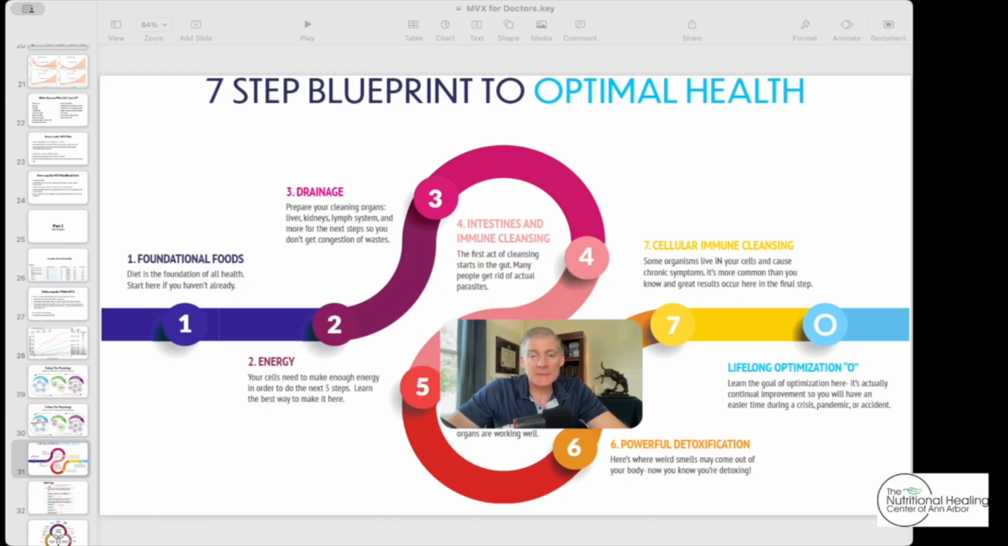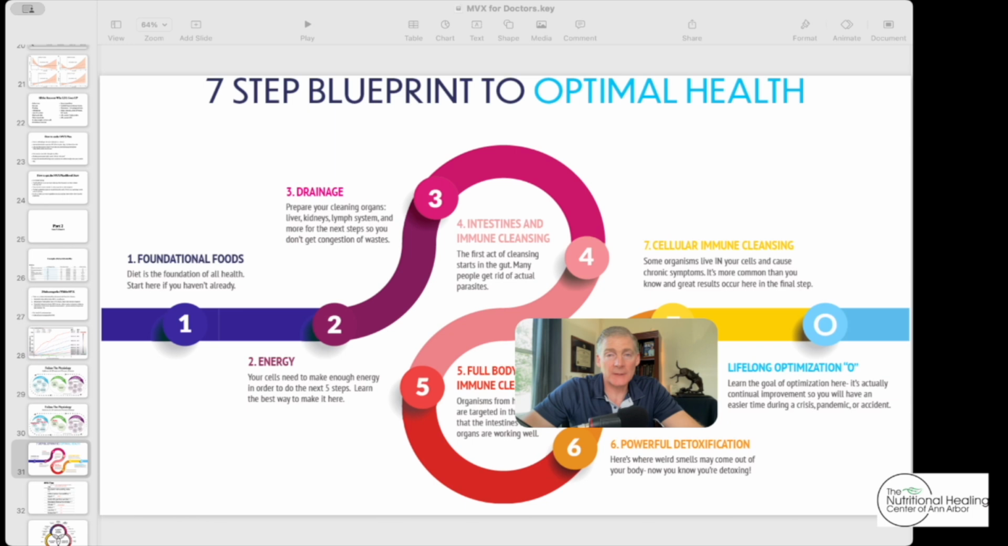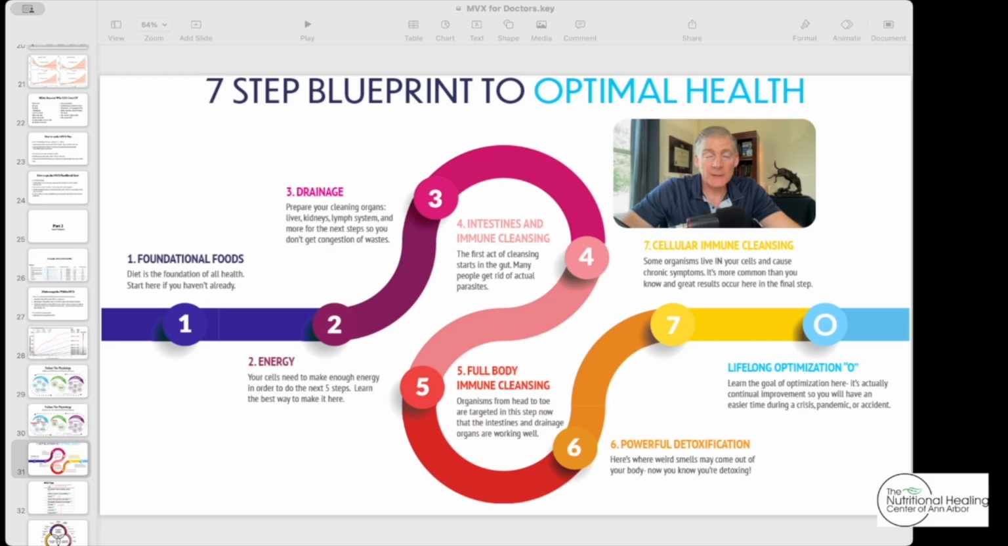And then we have step 6 below me, powerful detoxification. So supplements that really work well at cleaning out metals, chemicals, and also radioactive elements like uranium and radium, because those are actually still problems. Then over here, we have cellular immune cleansing. That's step 7. That's cleaning out the inside of the cells. So Lyme organisms live in the cells, and so can candida, mold, and mold toxins.